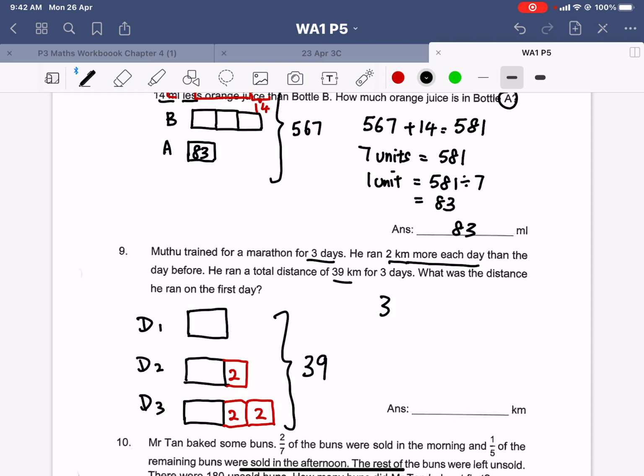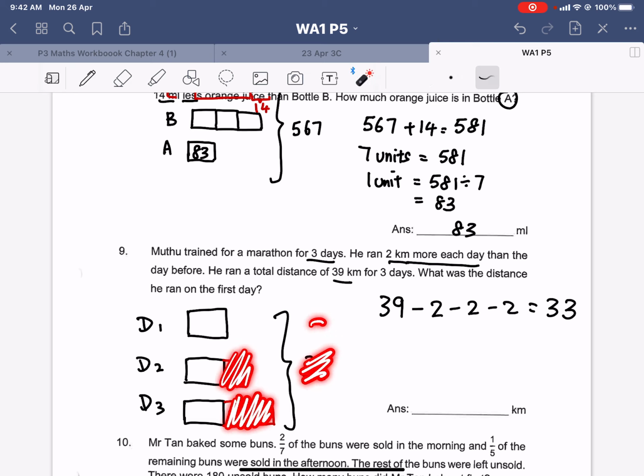So let's try to remove all the excess parts first. 39 minus 2, minus 2, minus 2. Alright, let's try to remove away all the parts. So this is 33. Alright, removing all the parts would mean that this is gone. And this is now 33.